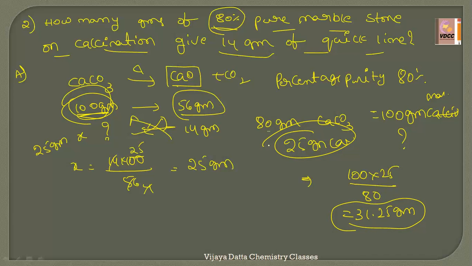25 grams if it is 100%, but as it is 80%, we calculated 25 by 80 into 100. Simple calculation. If you are calculating for 100%, you can calculate 25 by 100 into 100, but you have to calculate for 80% only. So whatever 25 grams you are getting, that 25 grams into 100 by 80 it will be. So this is the problem based on weight relationship, right? Let us see the weight volume relationship.